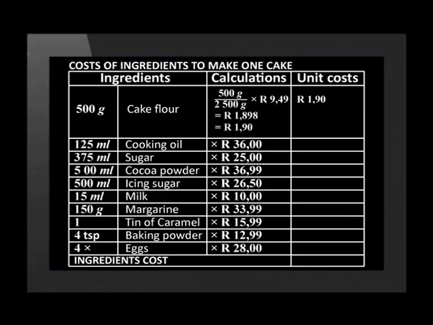Why don't you try completing these calculations by yourself? Your costing summary should look like this. Adding up all the individual items, we get a total of 83 rand and 95 cents.